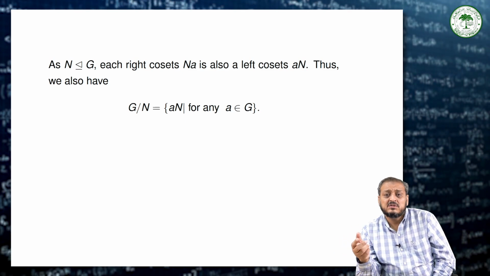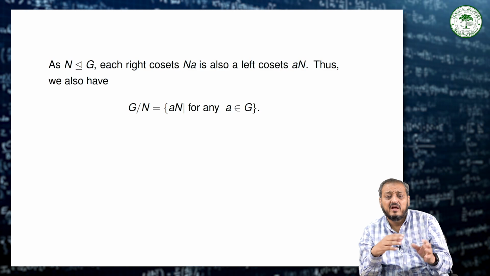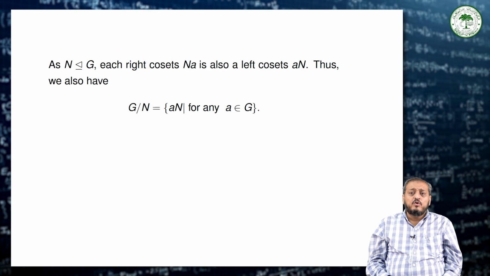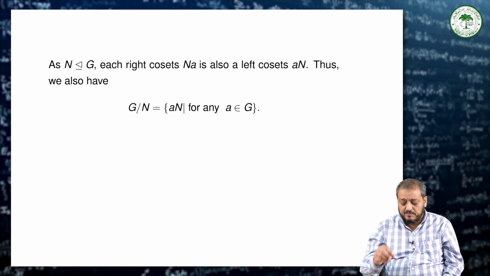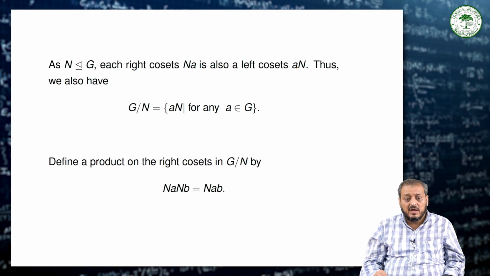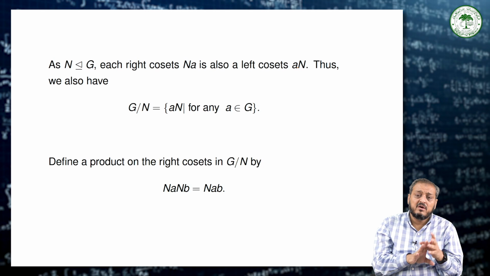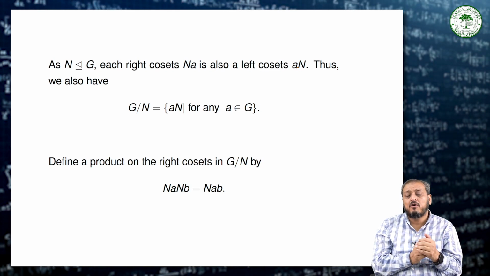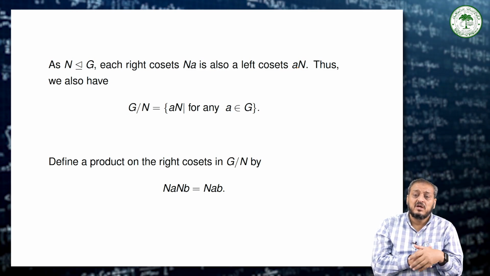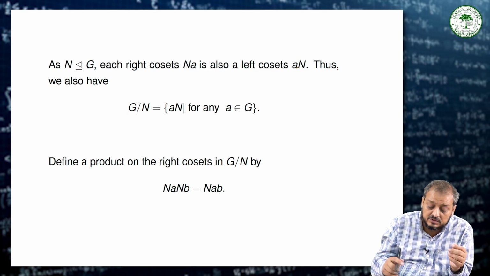Because N is a normal subgroup of G, by normality G/N can be defined using either Na or aN, since the left and right cosets are the same. To show that this collection of all the right cosets is a group, first we have to define an operation on it. The collection of all the right cosets is of this form.